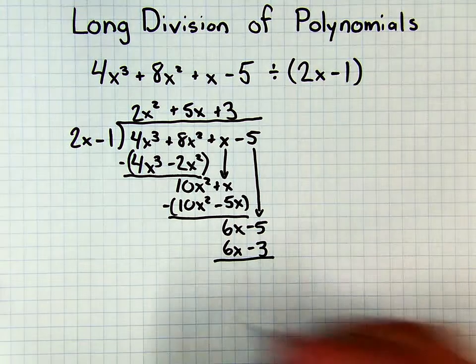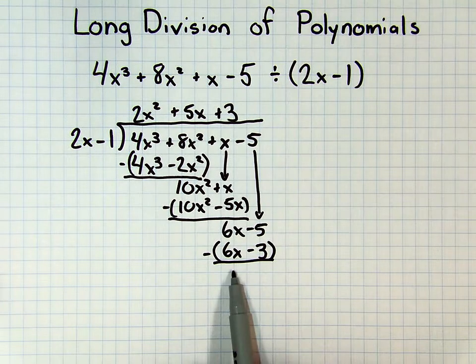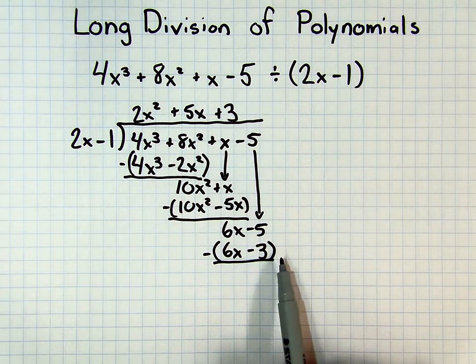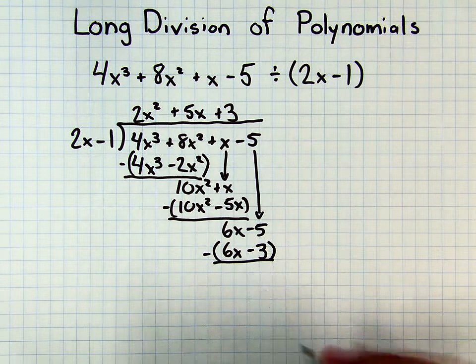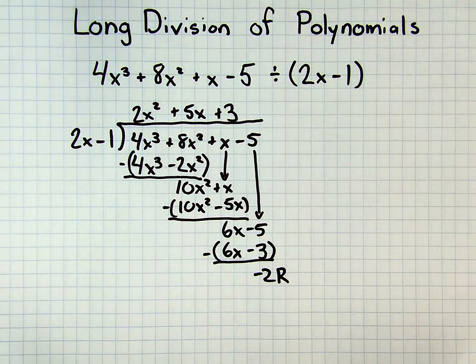Subtract. Subtract everything. 6x minus 6x. That gives me 0, so I don't worry about that. Negative 5 minus negative 3 would give me negative 2. That will be my remainder. So then I can write the answer here.